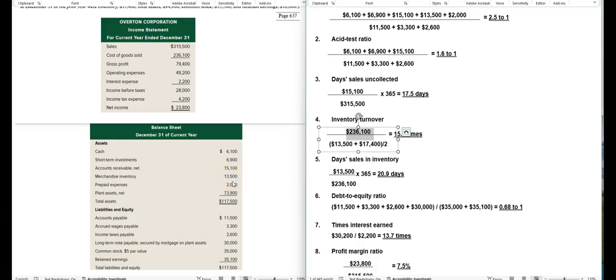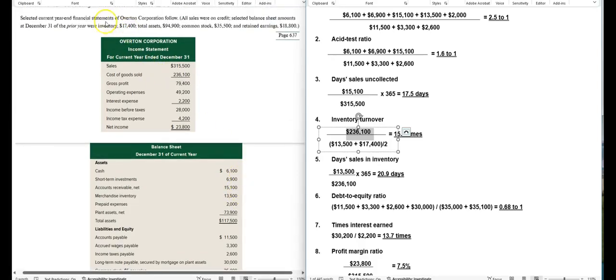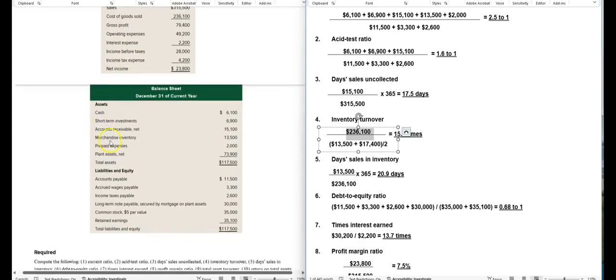So the best way we can come up with a rough average is to take the beginning of the year inventory, which told us was 17.4, add it to the end of year inventory balance, 13.5, and divide by 2. When I calculate that, I come up with an inventory turnover of 15.3 times. Their inventory is bought, sold, turned over roughly 15 times a year. I think it's pretty good.